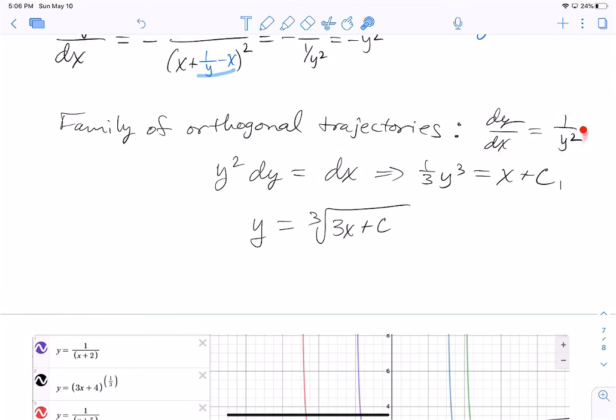That's a separable differential equation, which will lead us to y squared dy is equal to dx. We went ahead and integrated both sides. On the left-hand side, 1/3 y cubed. On the right-hand side, it equals x plus c1, because once I clear the 1/3 fraction, that constant changes. And so I have a final result here of y equals the cube root of 3x plus c.